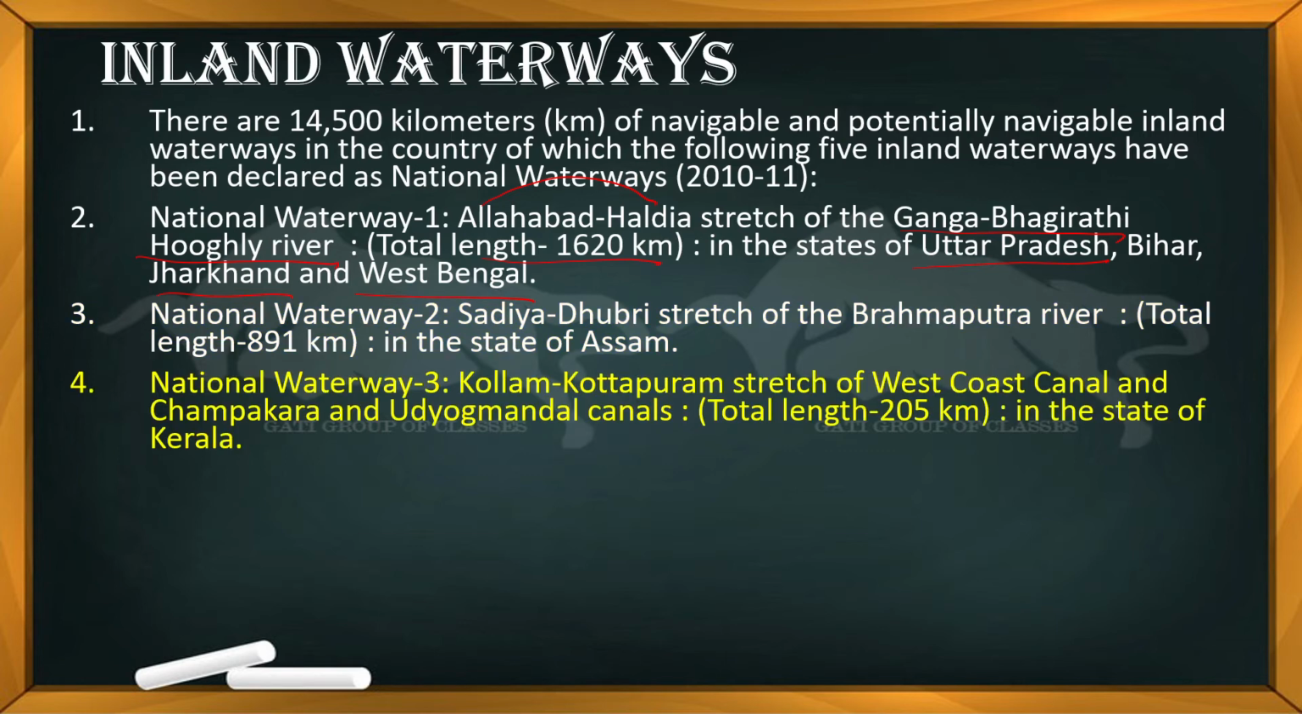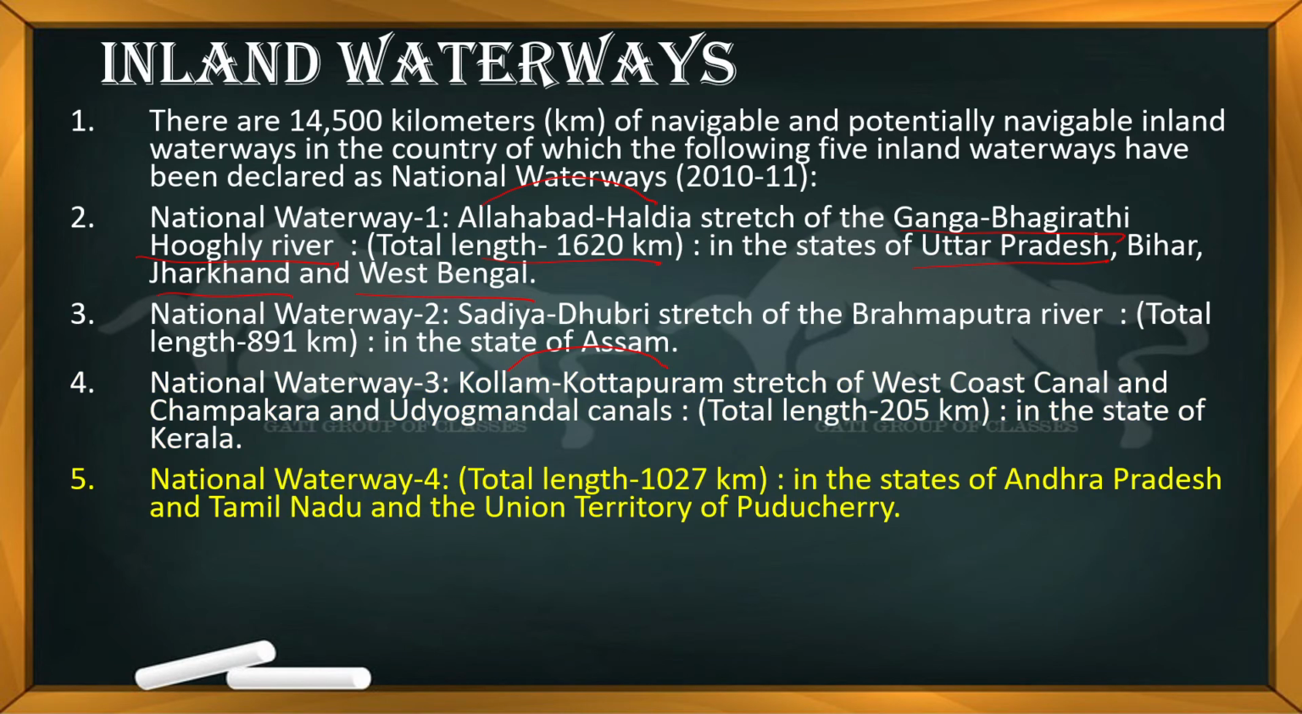Now the third one is National Waterway 3, that is the Kollam to Kottapuram stretch. Stretch means the waterway is from Kollam to Kottapuram. Now it stretches along the West Coast Canal and the Champakara and Udyogmandal canals. Now the total length is 205 kilometers and it is situated in the state of Kerala.